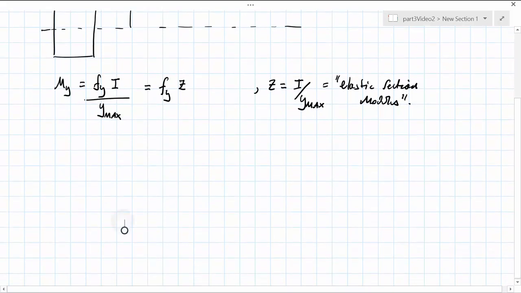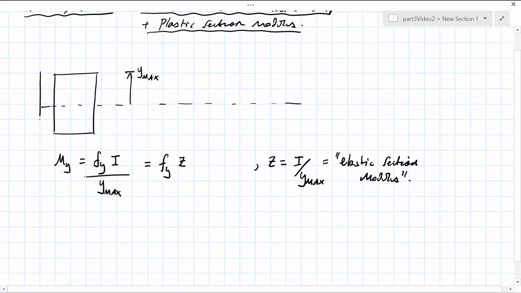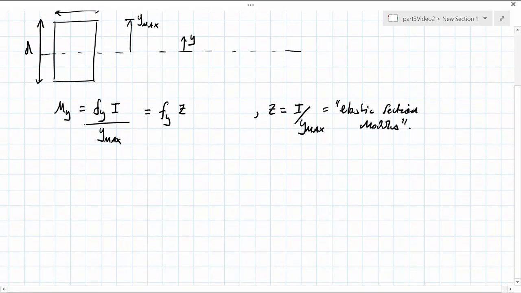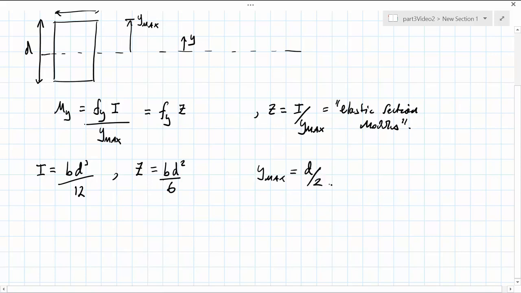For a rectangular section geometry, where we measure the overall depth of the section by d and the width of the section by b, we can say that firstly, the second moment of area is equal to b d cubed over 12, and correspondingly the elastic section modulus is given by b d squared over 6, since y max in this case is equal to d divided by 2.